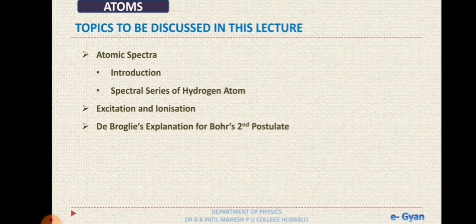We will also be discussing the excitation and ionization phenomenon that occurs in an atom. And finally, we'll try to explain Bohr's second postulate with the help of de Broglie's hypothesis. That is de Broglie's explanation for Bohr's second postulate or quantum condition. So let's begin with atomic spectra.